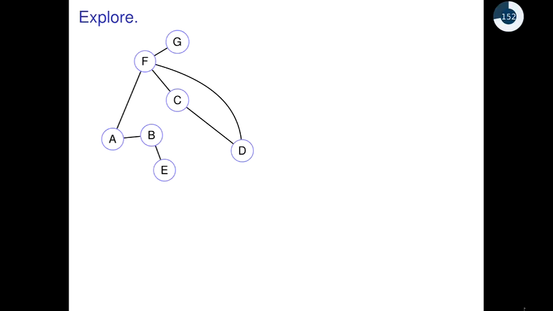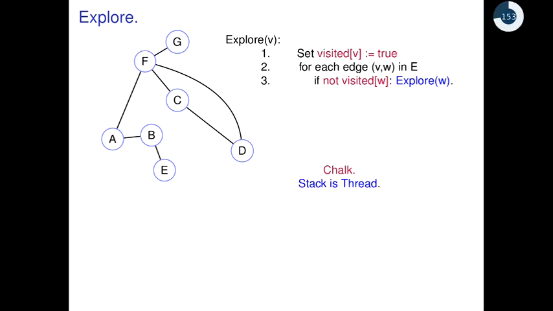Okay, so here's what we're doing. We're exploring the graph. Maybe we want to do something in the rooms. Theseus wanted to kill a Minotaur, but maybe there's something else you want to do with all the nodes that you can reach here. So here's the algorithm: whenever we explore a room, we set this visited mark to true. What does this visited mark correspond to with Theseus? The chalk and the X's. So when you explore a vertex, you mark it as being visited.